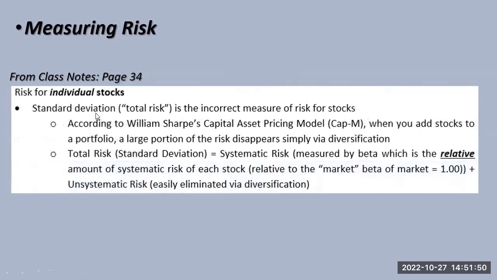So that's standard deviation is total risk. William Sharpe said standard deviation is incorrect when you're looking at individual stocks. You don't want to look at the standard deviation of individual stocks when you're trying to assess risk. And the reason he said that is his capital asset pricing model. The reason he said that is stocks, individual stocks have two risks: systematic and unsystematic risk. Your total portfolio is just systematic risk. Essentially, if it's well diversified, you just got market risk.